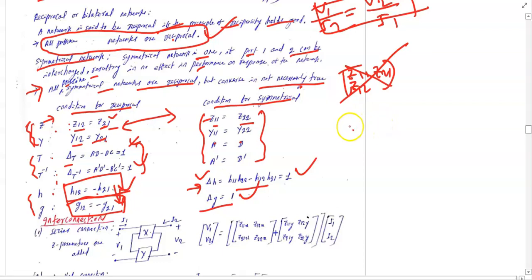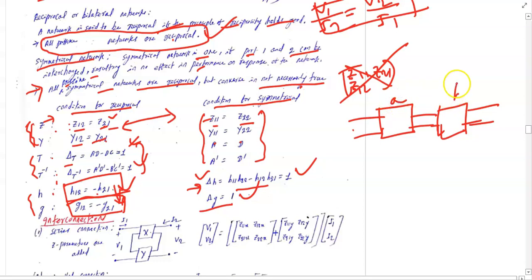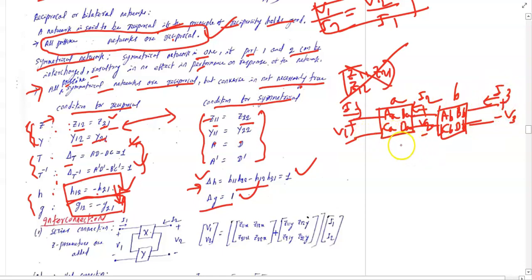Now I have told before, whenever two networks are cascaded, cascaded means one after the other it is connected. This is the cascade connection. If network A has parameters A_A, B_A, C_A, D_A, and network B has A_B, B_B, C_B, D_B, and this is your V1 I1, this is your V2 I2, V3 I3. Just write the equation and replace, and you will find that the overall transmission parameter is the product of the individual transmission parameters.